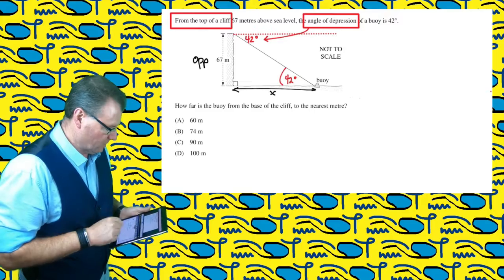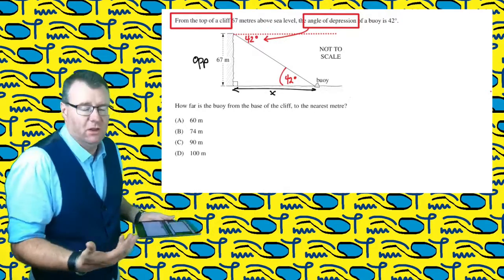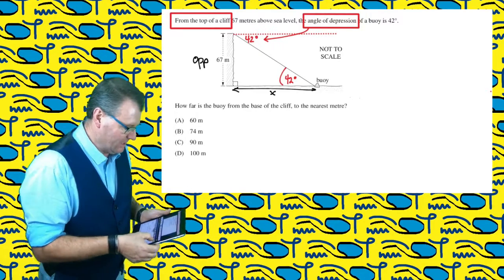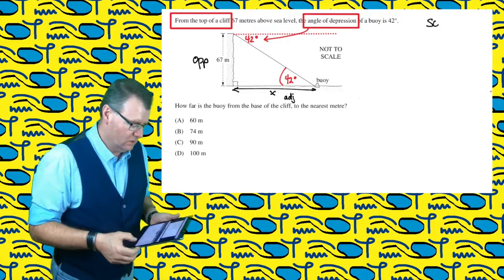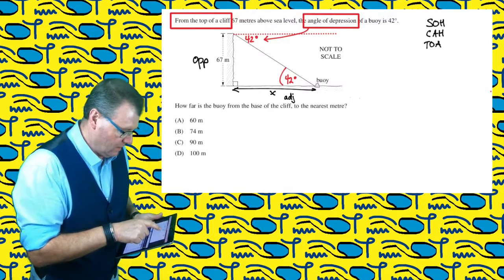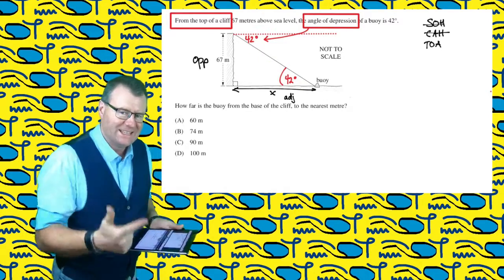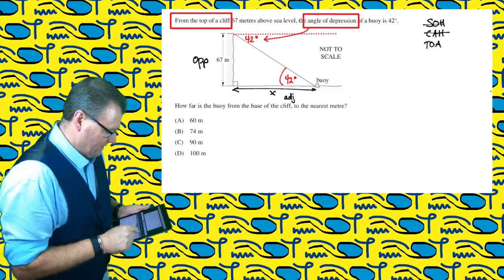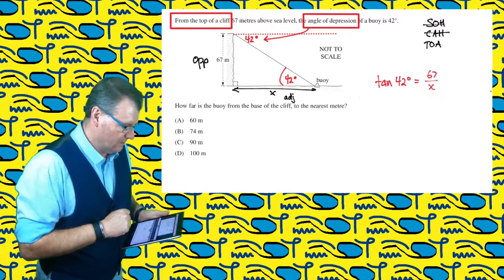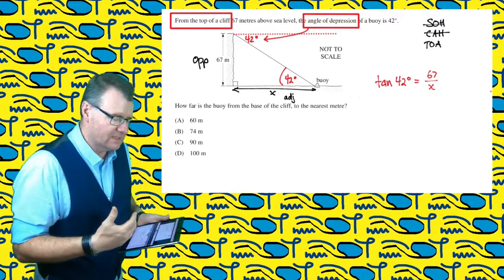So looking at this, I've got an opposite. The distance from the base of the cliff to the buoy is my unknown, so let's call it x. And because I'm working with an opposite and an adjacent, I'm going to use tan, because I don't have any information at all about my hypotenuse here. So I can't use anything with an h in it. This has to be a tan question. So tan of my 42 degrees equals the opposite over the adjacent. And I know that it's 67 over x.